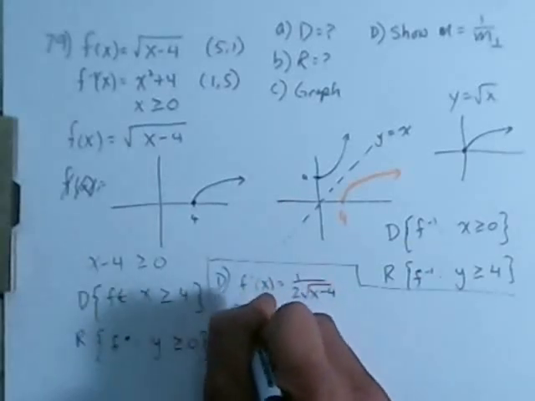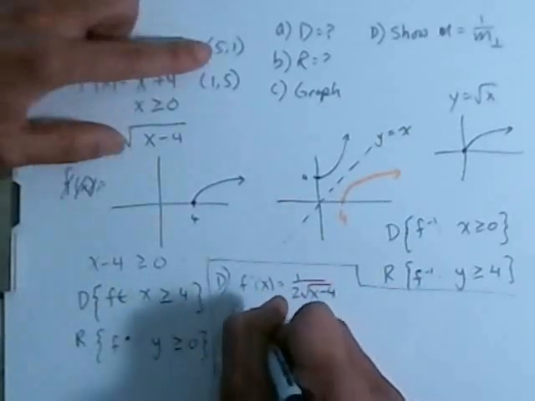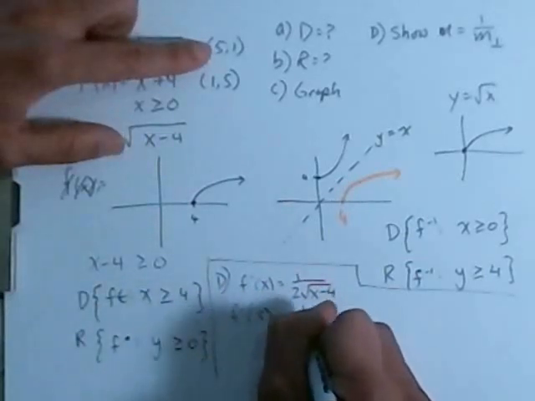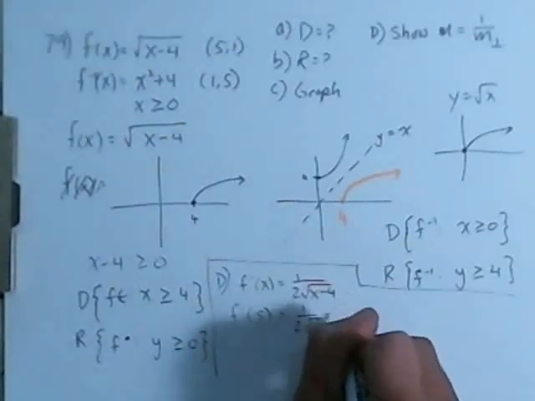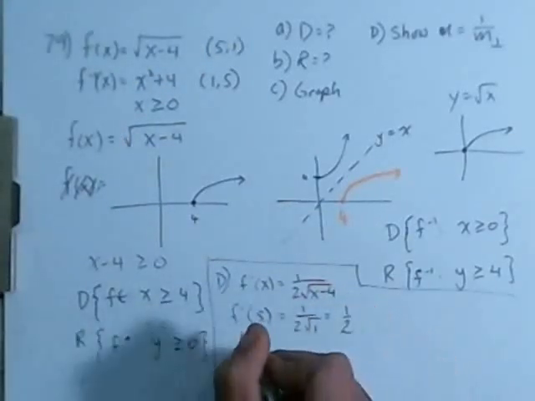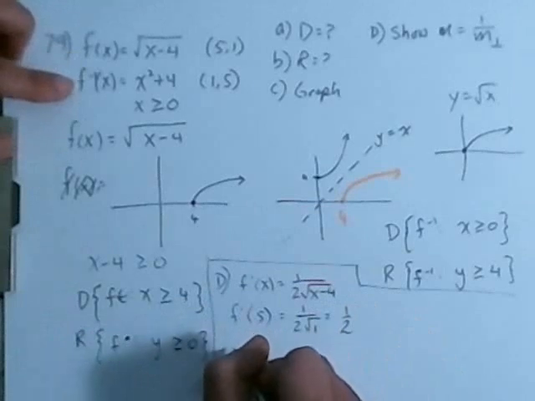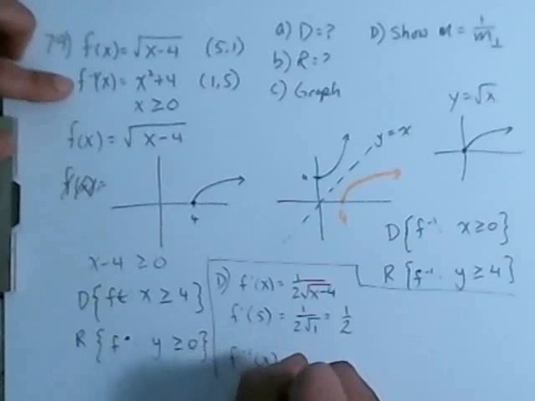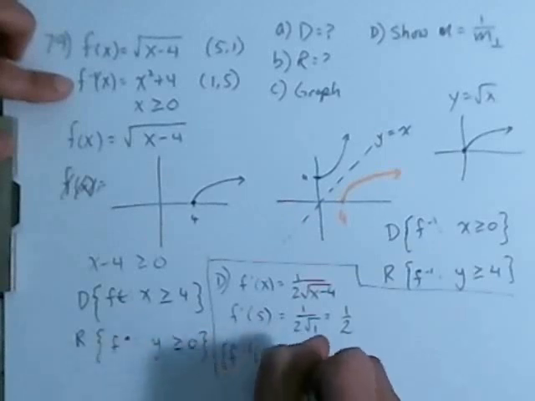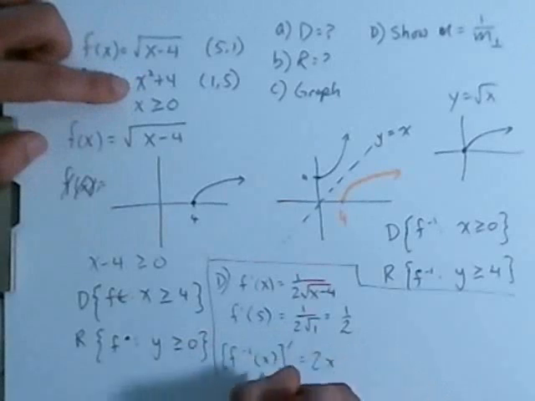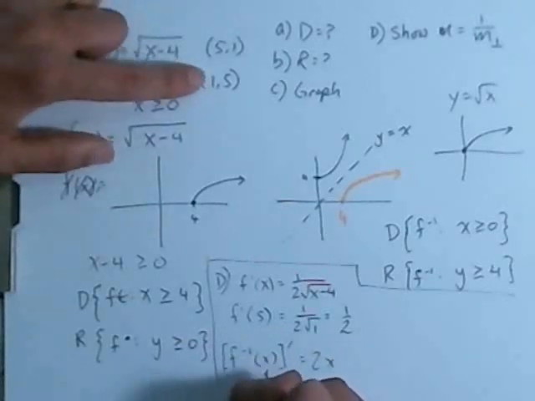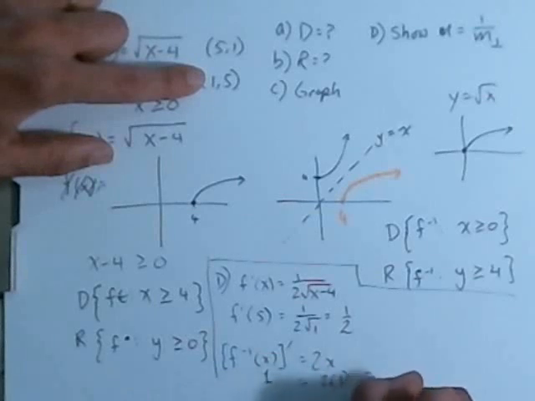So what's f prime of 5 this time? It's equal to 1 over 2 times square root of 5 minus 4, which is 1, so it is equal to 1/2. Let's do the f inverse function this time. The derivative of f inverse of x is equal to 2x. At x equals 1 this time, that's going to be 2 times 1, which is equal to 2.